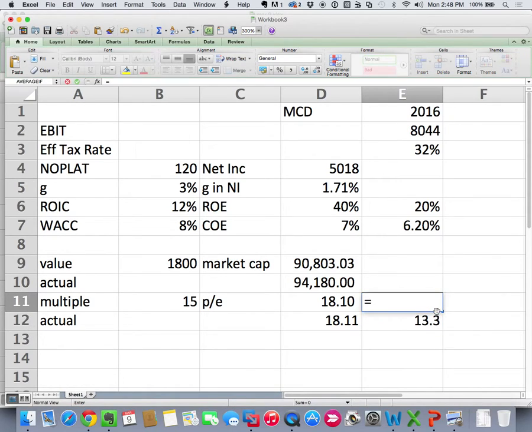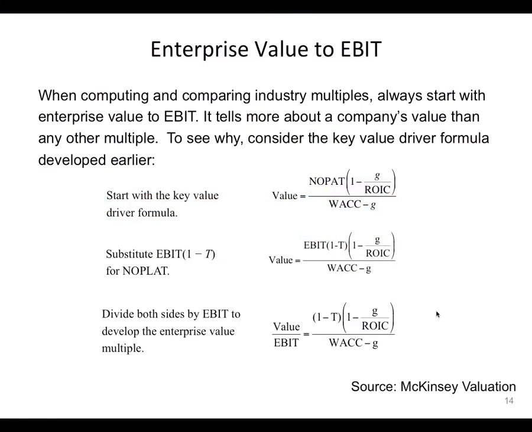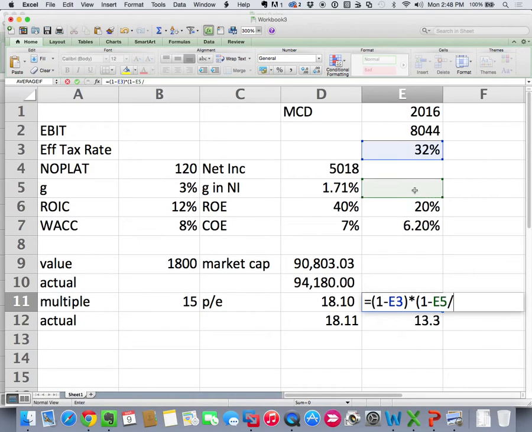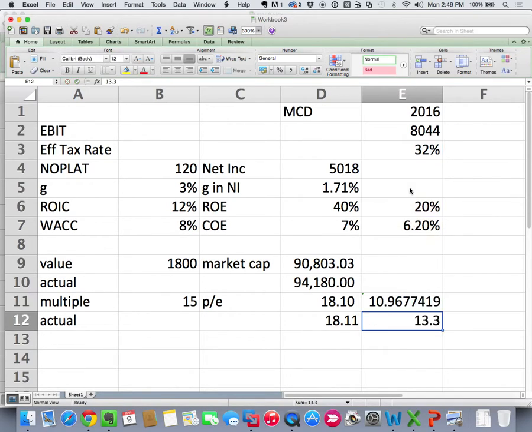So what is the formula? Basically going to put in this formula. So 1 minus the tax rate. I'm going to multiply that by 1 minus the growth divided by the ROIC. I'm going to take all of that and I'm going to divide that by the WACC minus the G. So that would tell me that the multiple would be 11 with no growth.